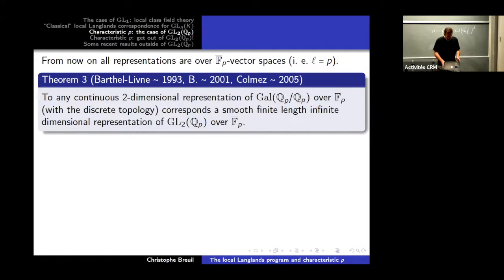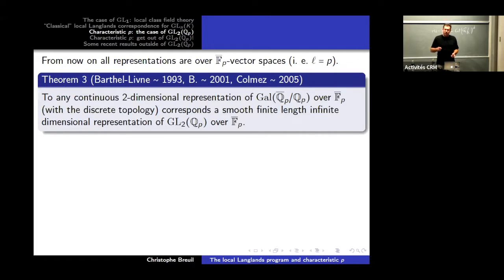The first people who had a glimpse at characteristic P are Barthel and Livné in the beginning of the 90s. Then I revisited and generalized what they did more than 20 years ago, and then Colmez a little bit after, again generalized. You can give a statement which is very similar from the outside to the one for L different from P. To a continuous two-dimensional representation of Galois of Q_P bar over Q_P over F_P bar, with a discrete topology, correspond smooth finite length, again infinite-dimensional, representations of GL2 of Q_P over F_P bar.